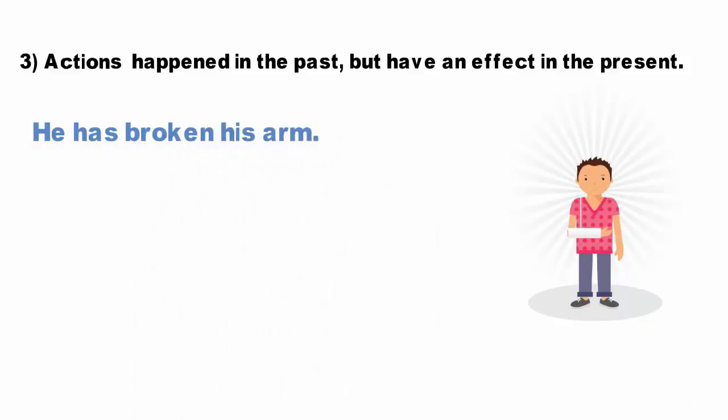But did you see the action? No. So maybe he broke his arm yesterday or last week or something, but you can still see the effect of the action. His arm is still broken till now, till the present time. This is why we use the present perfect, has broken.